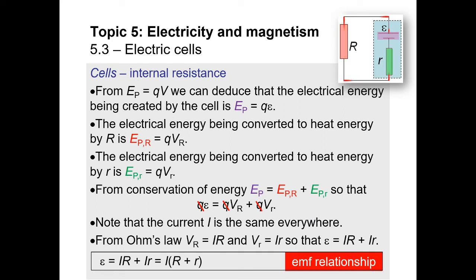Okay, so from Ohm's law, we know that V sub R is equal to I times R, capital R, and V sub little r is equal to I times little r. And so this expression of epsilon is equal to V sub capital R plus V sub little r, we can write it as epsilon is equal to capital I times capital R plus capital I times little r. And if you factor out the I, because it's the same, you end up with said equation that's in the formula sheet.